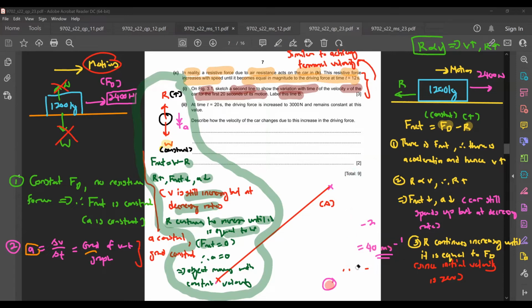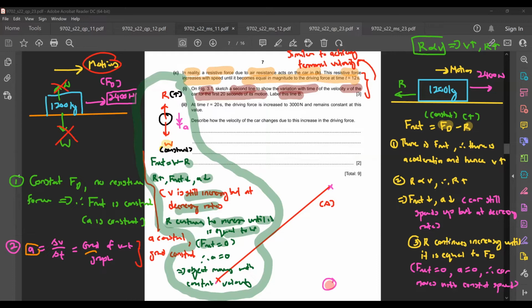So let me get rid of some of the writings here. Your R continues increasing until it equals FD. Then after that, F net is 0, acceleration is 0. Therefore, the car moves with constant speed. Okay, so that is actually what's happening here.